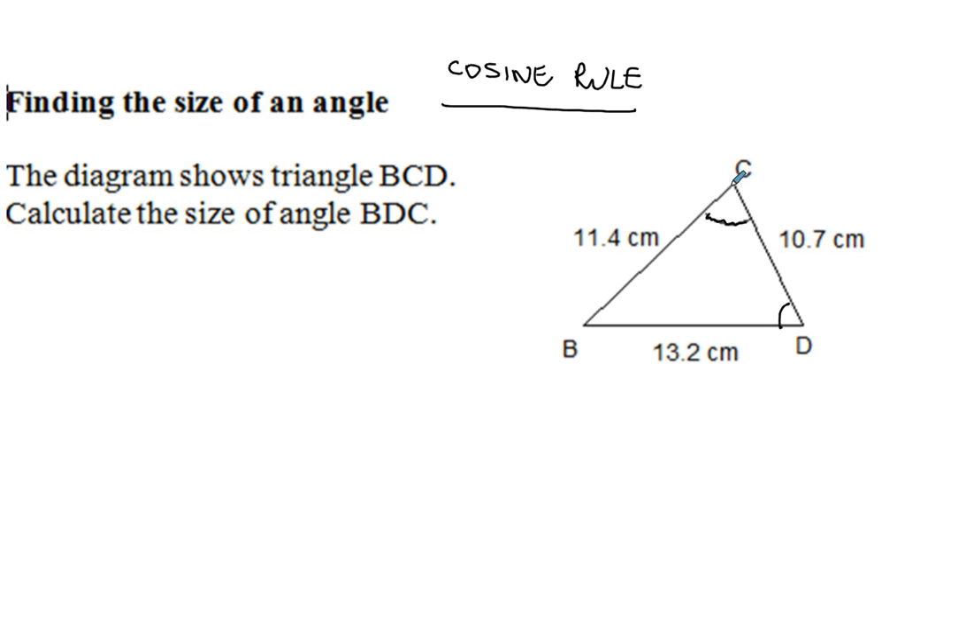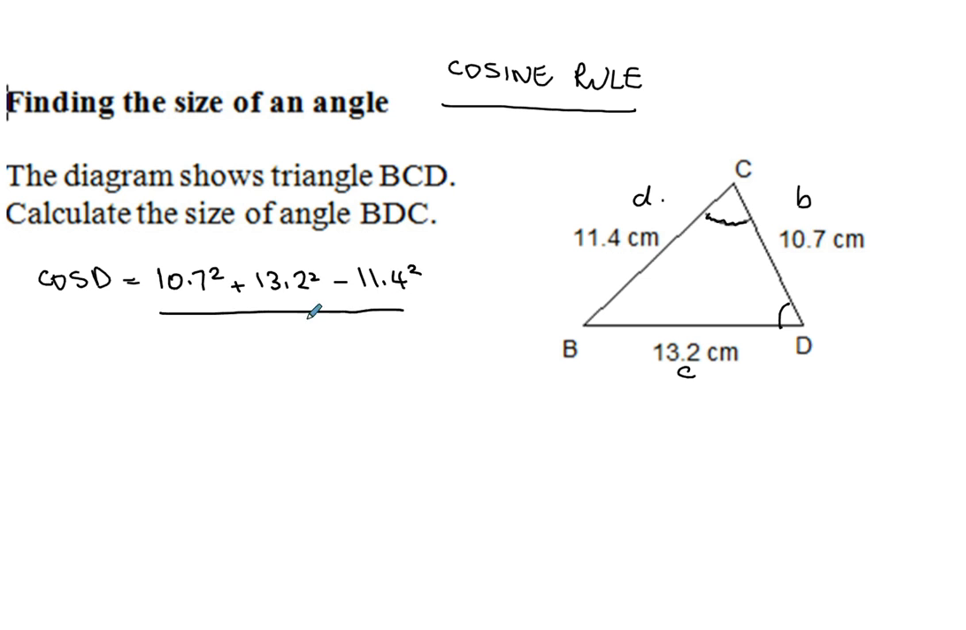So we're trying to find that. Label your triangle. So that's B, that's C, and that's D. So we've got cos D, and you know we're going to minus that side, so it's quite easy. So you've got 10.7 squared plus 13.2 squared minus 11.4 squared divided by 2 times that lot. So 10.7 times 13.2.